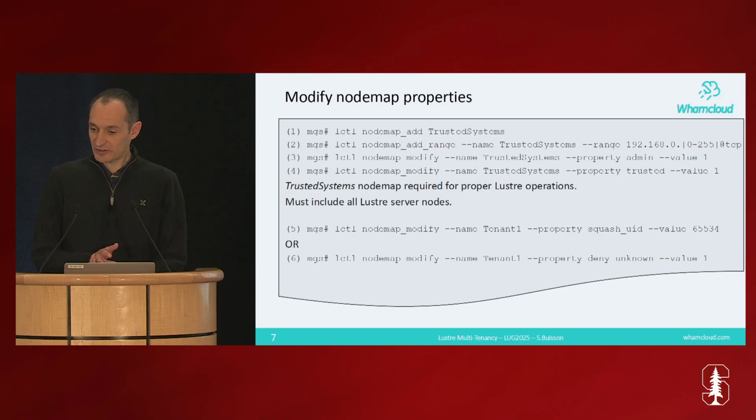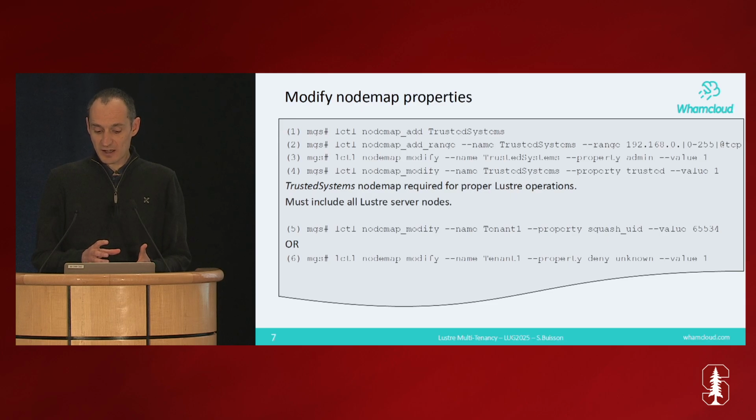So here, in this second example, I'm creating another node map that I call Trusted Systems. I add with node map add range all the server NIDs this time. And then I set the admin and trusted properties to 1. So it's lctl nodemap_modify --name, the name of the node map, --property, the name of the property, and --value, the value that you want to use.